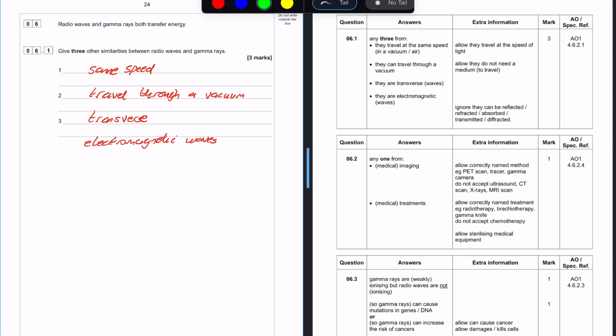Okay, they're always going to ask you a question about the difference between longitudinal and transverse waves, or they're going to ask you the difference between various transverse waves. In this case, it's the difference between radio and gamma rays. So let's get stuck in.